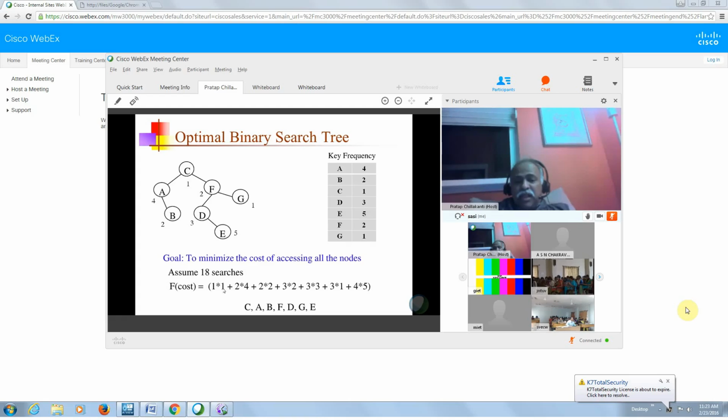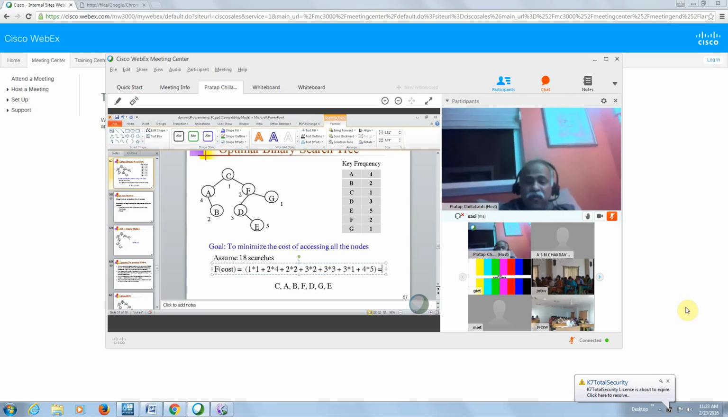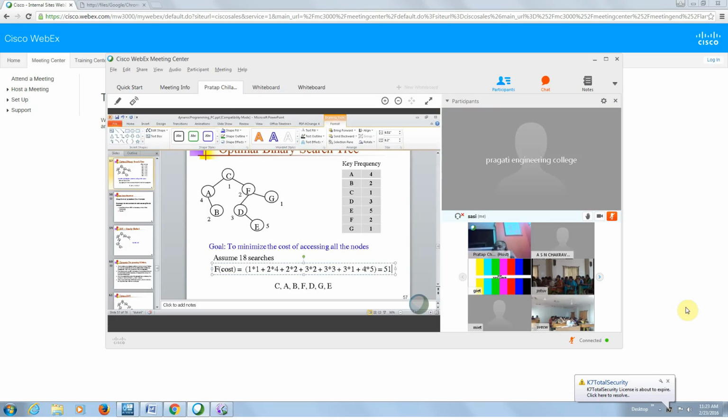So what is the cost of this one, to minimize the cost of accessing all the nodes? If you add this one, 1 plus 8, 9, plus 4, 13, plus 6, 19, plus 9, 28, plus 3, 31, plus 20. 31 plus 20, 51. So the cost is equal to 51 actually. Okay.